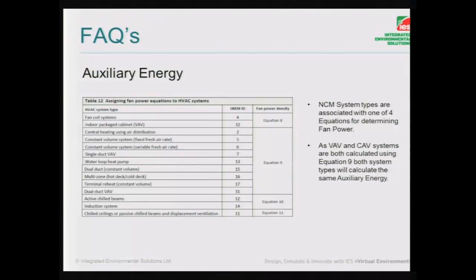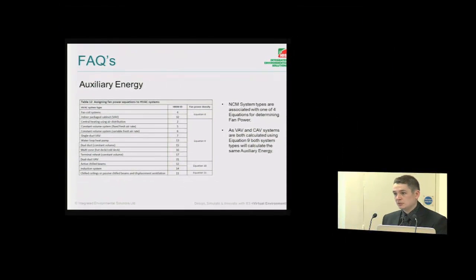Now that changed in 2010, where a specific auxiliary energy methodology was put into place, which would then calculate your building's auxiliary energy. Now that was broken down into 4 different types, which are indicated in this table here by the different equations that are being used.